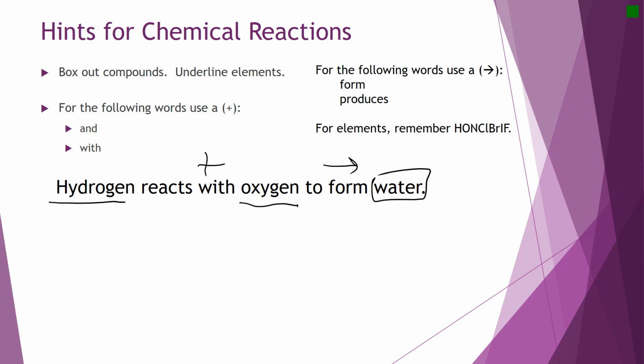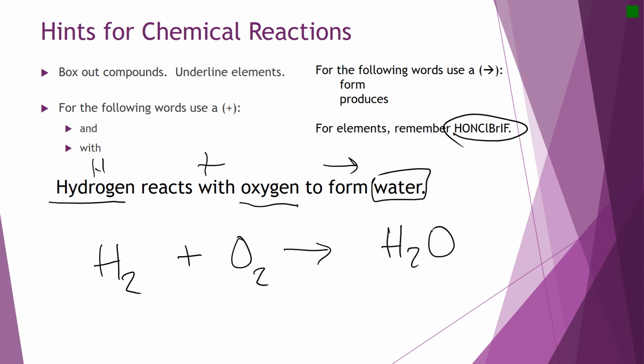So with all elements, when I'm trying to do hydrogen and oxygen, I need to worry about my Hunkelbriefs. Are they Hunkelbriefs or not? Hydrogen is H, so yes, it is a Hunkelbrief. The only thing you ever have to worry about with elements is is it a Hunkelbrief or not. If it is a Hunkelbrief, you put a 2. If it's not, you just leave it. So hydrogen, I need to put a 2 because it is a Hunkelbrief. Plus oxygen. Is oxygen a Hunkelbrief? Yes, it is. So I'm going to put a 2. And then arrow to form water.